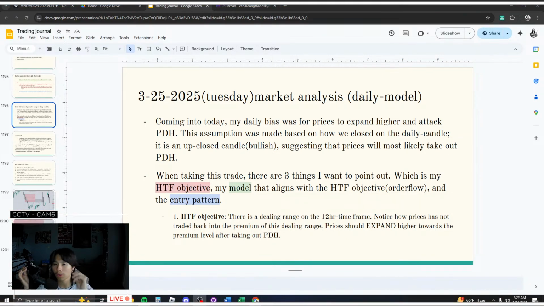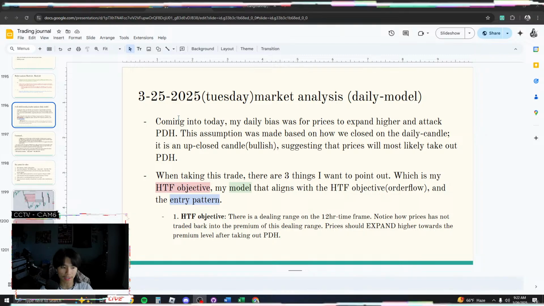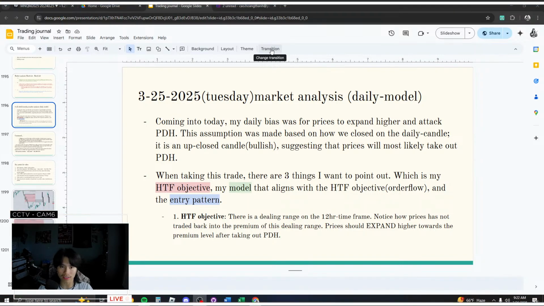Alright, thank you guys so much for tuning into today's video. Today is March 26th, 2025, and I'm going to be recapping a trade that I took yesterday on NASDAQ. It was a daily model, bullish, and let's just get right into the technicals so you guys can see my insight on it and how I approached the trade.